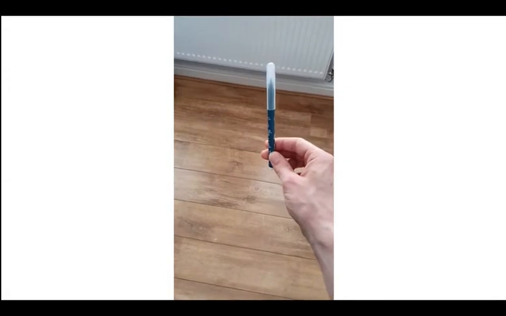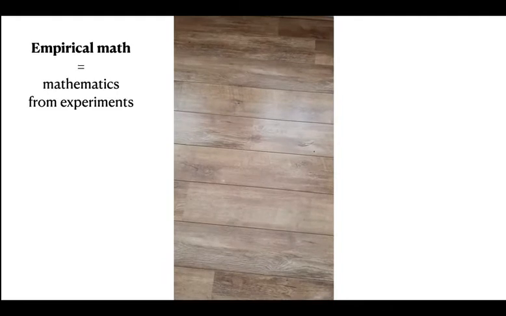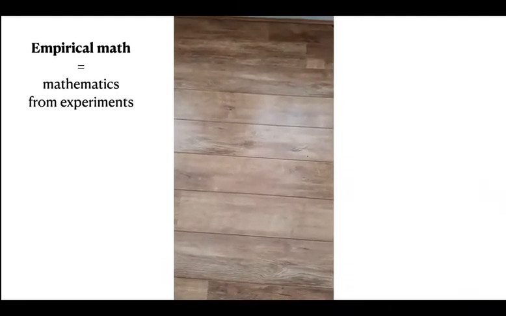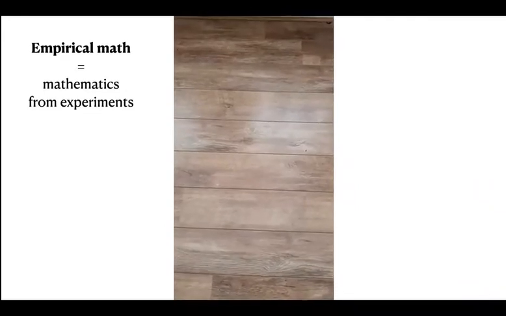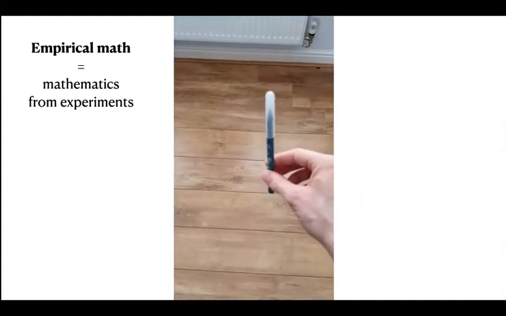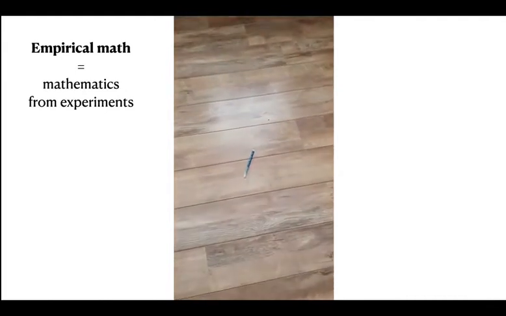Hello everyone, so today we are going to do a bit of empirical math. So what do I call empirical mathematics? Well, to do what I call empirical math, we are going to need a pen. Here we are at my house, and luckily I've got laminated floor and regular spacing between the wooden planks. Now I'm going to use, for example, this pen, and the actual experiment is simply to drop it on the floor.